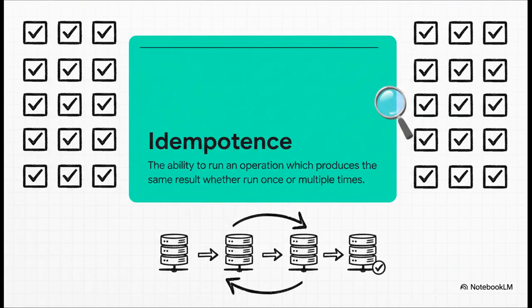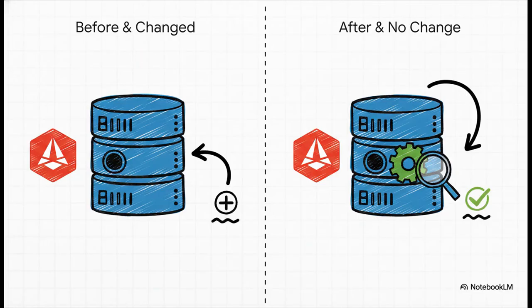Now here's a term that sounds a little fancy, but it's an incredibly important concept. Idempotence. This is a core principle that Ansible is built on, and honestly, it's the secret sauce to its reliability. So what the heck does idempotence actually mean for you?